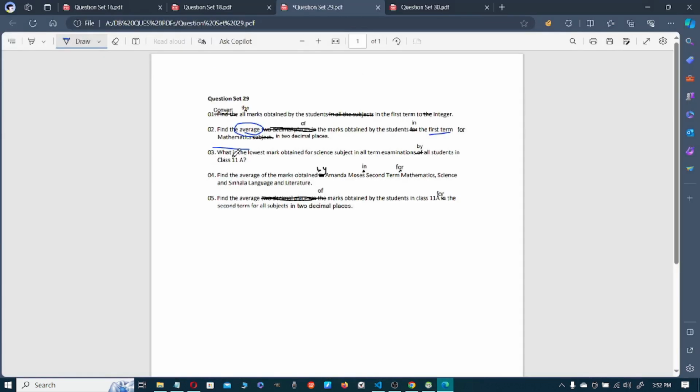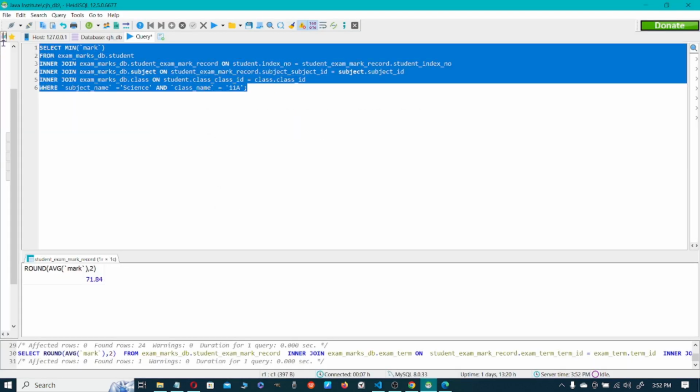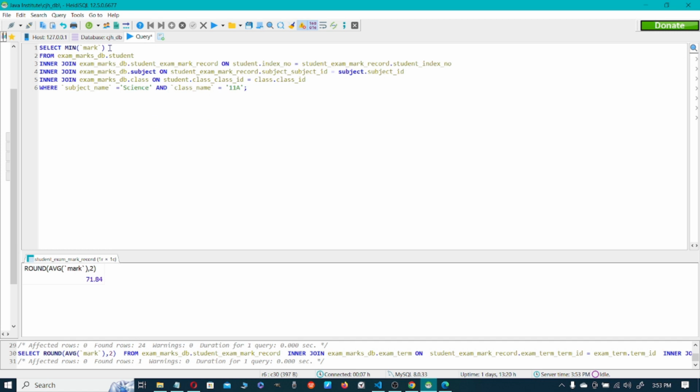So the third question: what is the lowest mark? Which means we have used the keyword min. The lowest mark obtained for science in both the examinations by all students in grade level A. So this would be our third query relevant to the third question. We have derived the minimum mark obtained by grade level A students for the subject science.